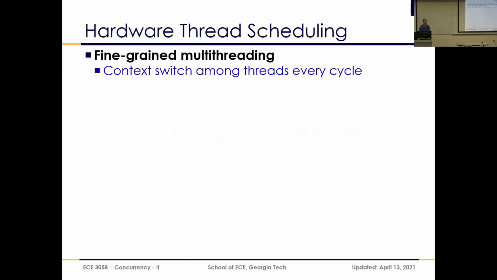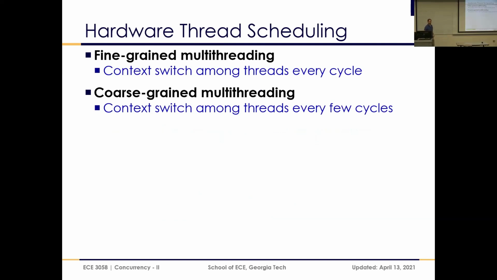Now thread scheduling. Fine-grained multi-threading: context switch among threads every cycle. That's what we're talking about here. Every cycle, it's switching through those 4 threads, but all of those 4 thread states are stored in hardware. But then we could have coarse-grained multi-threading: context switching among threads every few cycles. So you might let the processor go for a while and then you switch it out. That's what you're doing in lab 1, the current lab part 1.